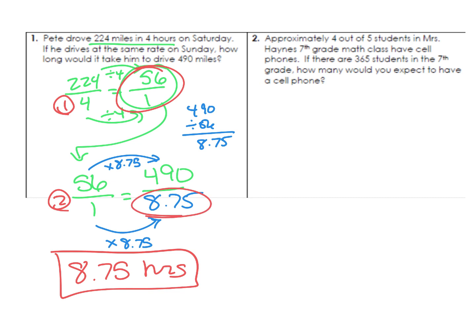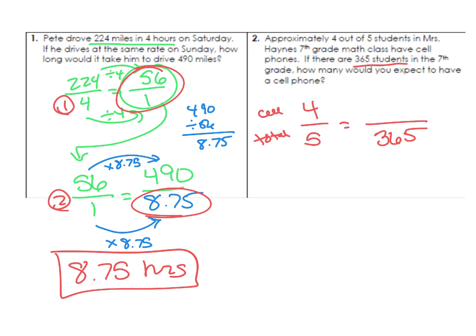So let's do number 2. 4 out of 5 students in Mrs. Haynes' 7th grade math class have cell phones. So 4 out of 5. So that means 4 have cell phones out of a total number of 5. If there are 365 students in the 7th grade, how many would you expect to have cell phones? So 365 is our total.